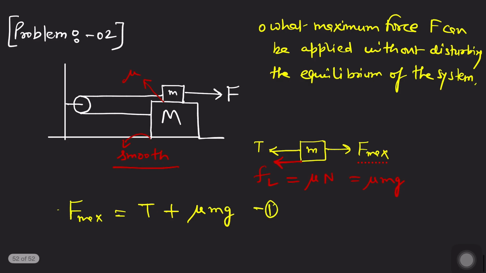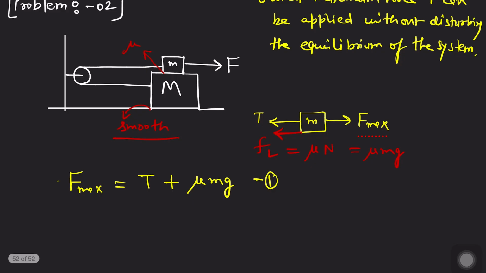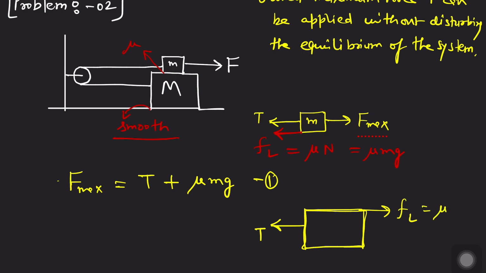Now come to the lower block. For the lower block, the tension would be acting in this direction, and of course the friction would be acting in this direction, because of the action-reaction pair. This will also be F limiting only, and that is mu mg. I hope this is okay. This is capital M, and this surface is smooth. So there is no friction here, no friction here, no friction here.